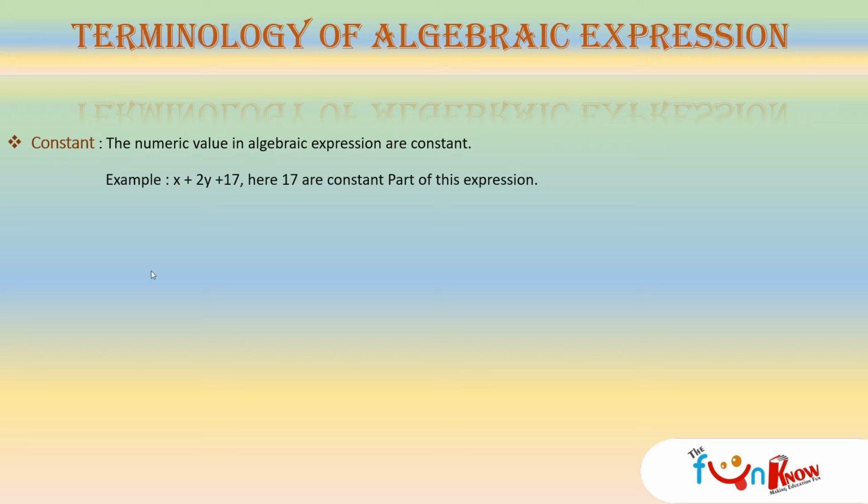Example, students, x plus 2y plus 17. X, we don't know what value it is. 2, okay. Y, we don't know what value it is. But 17 doesn't have any letter. That means 17 is a constant and 17 is a part of this expression. That's why, students, in every expression, mostly you will find a constant value. So this 17 is a constant value in this expression. You can find many more expressions which have a constant value.